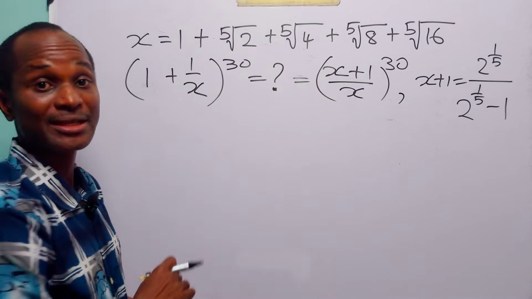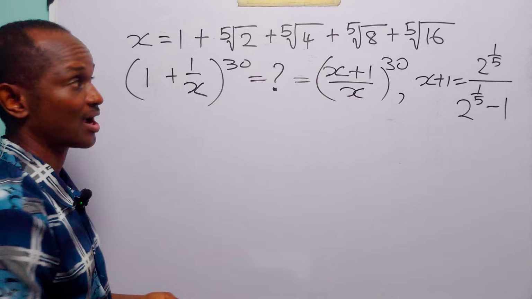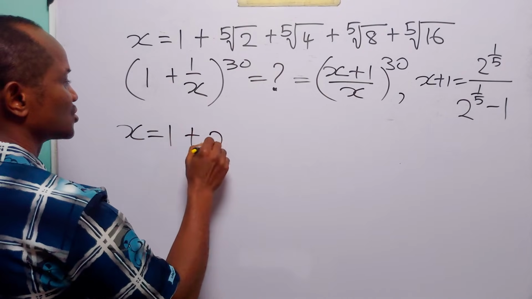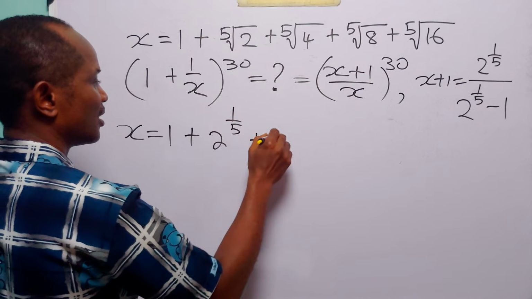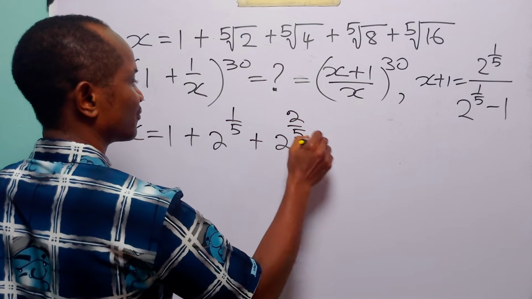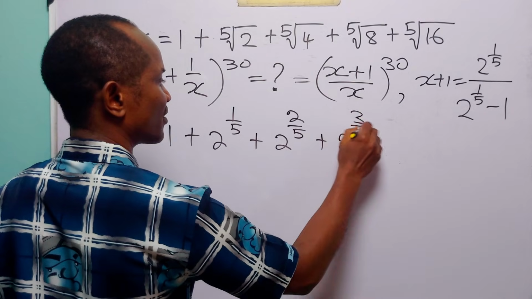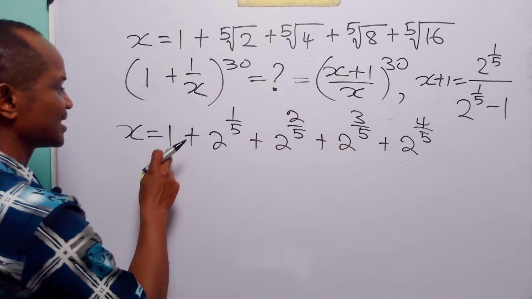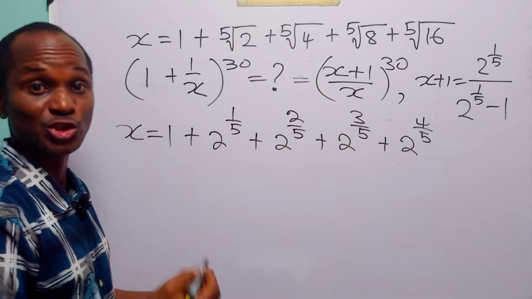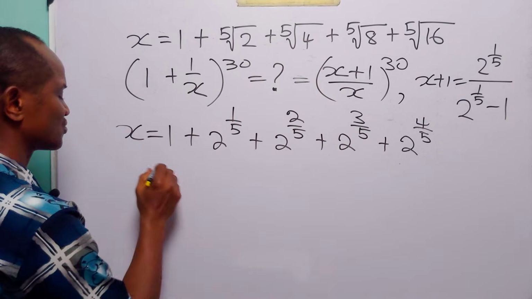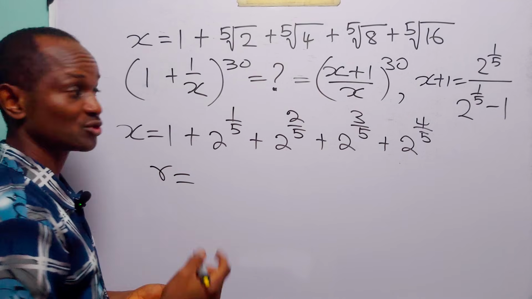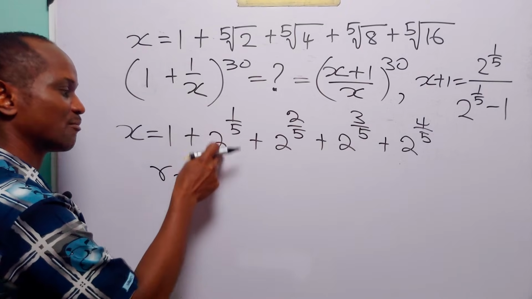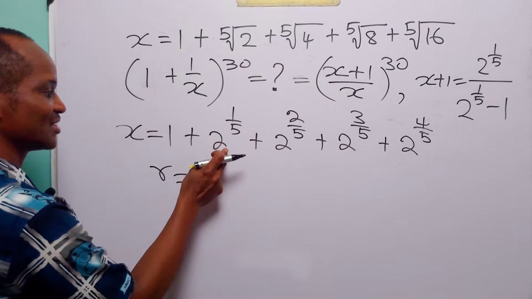Now let us look at the denominator x. With all that we have done so far, you know that we can write x as 1 plus 2 to the power 1 over 5 plus 2 to the power 2 over 5 plus 2 to the power 3 over 5 plus 2 to the power 4 over 5. Once more, you can see that these 5 numbers form a geometric series. And of course, we can find the common ratio. All we have to do is to divide this term by this term, or this term by this term. The easiest is to divide this by this.